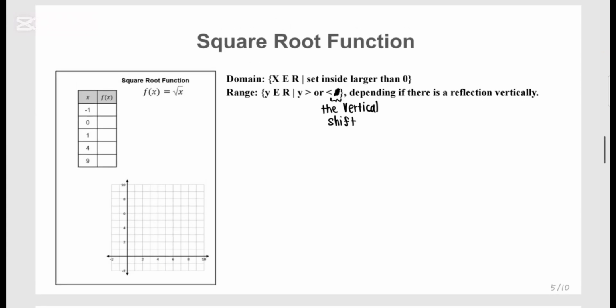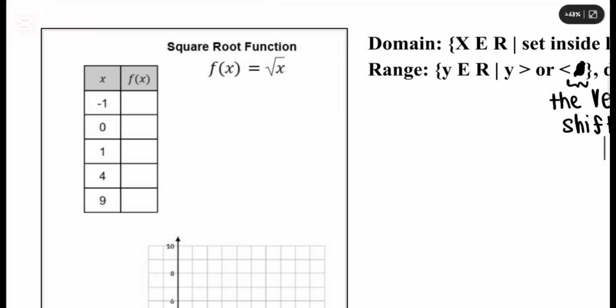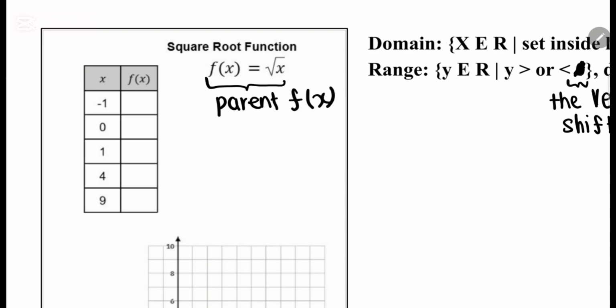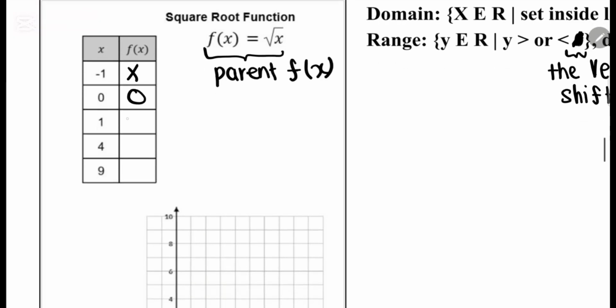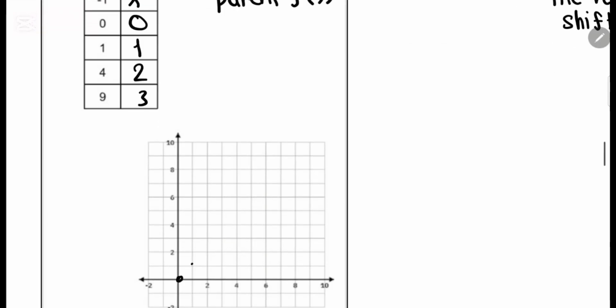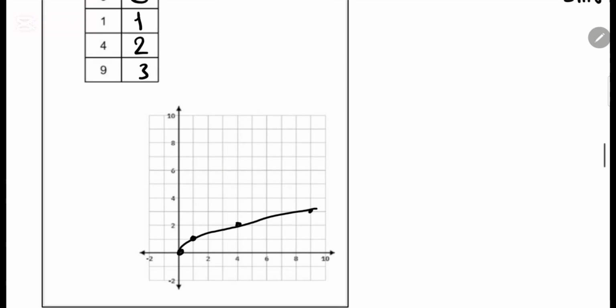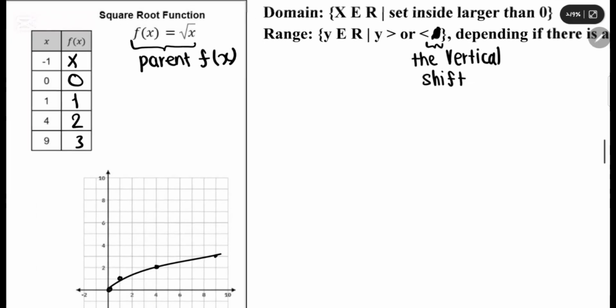Okay, now onto square root functions. So let's start off with filling in the table values. This is going to be your parent function, f of x equals root of x. Root of negative 1 is nothing, as in there's no value. Root of 0 is 0, root of 1 is 1, 2, and 3 here. So graph that. Okay, so the curve is going to be like this. Very nice.